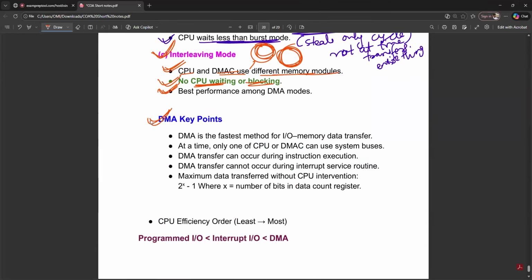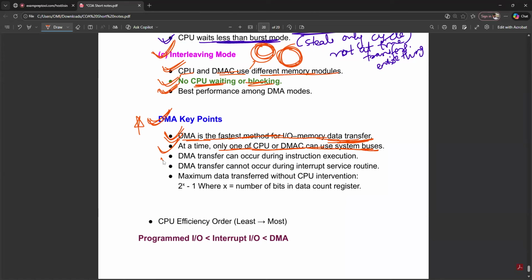The last one is DMA key points. So what are the DMA key points? DMA is the fastest method for IO to memory data transfer. At a time, only one of either the CPU or the DMA controller can use the system buses.